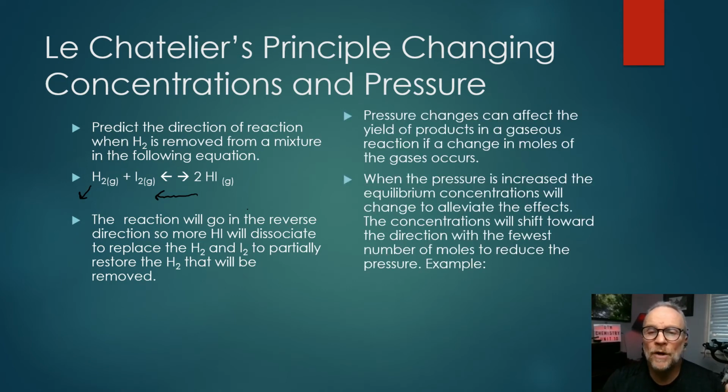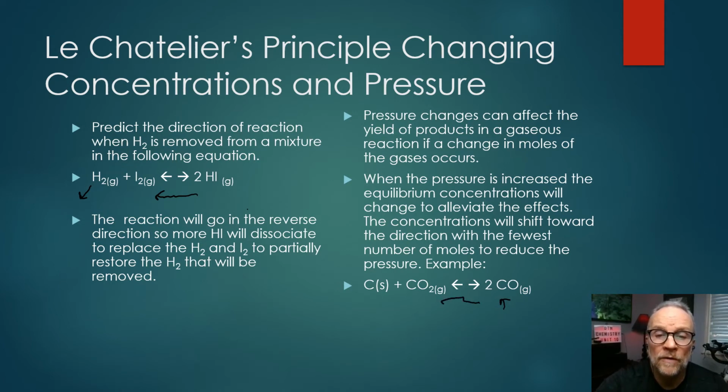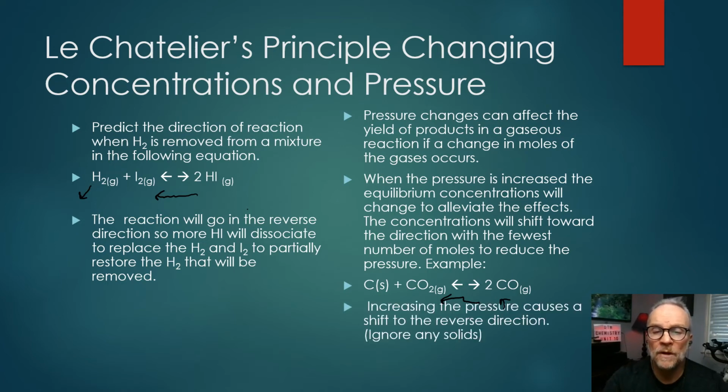Pressure changes. When the pressure is increased, the equilibrium concentrations will change to alleviate the effects. The system will shift toward the direction with a fewer number of moles to reduce the pressure. Okay, and here's our example. So here, if we increase the pressure, it increases the effect of the carbon monoxide because it has the most moles. So to alleviate that pressure, the system shifts to the left and produces more of the carbon dioxide.